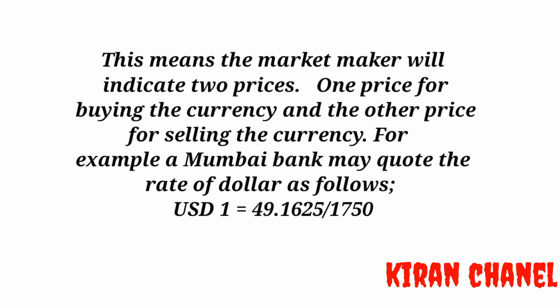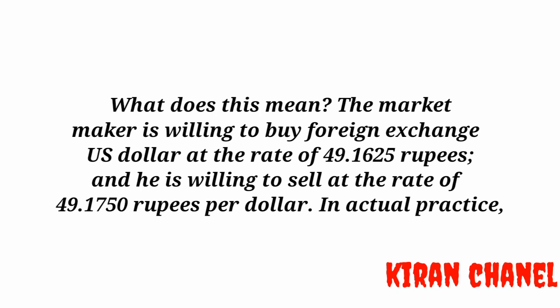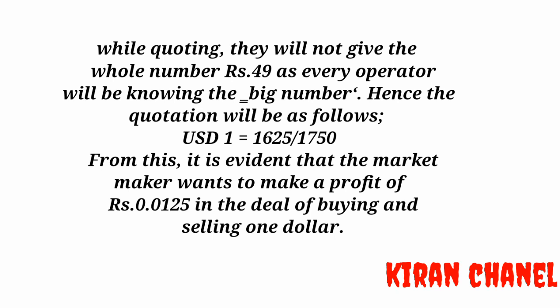The market maker is willing to buy foreign exchange, US dollar, at the rate of 49.1625 rupees, and he is willing to sell at the rate of 49.1750 rupees per dollar. In actual practice, while quoting, they will not give the whole number Rs 49, as every operator will know the big number. Hence, the quotation will be as follows: USD 1 equals 1625 to 1750. From this, it is evident that the market maker wants to make a profit of Rs 0.0125 in the deal of buying and selling $1.